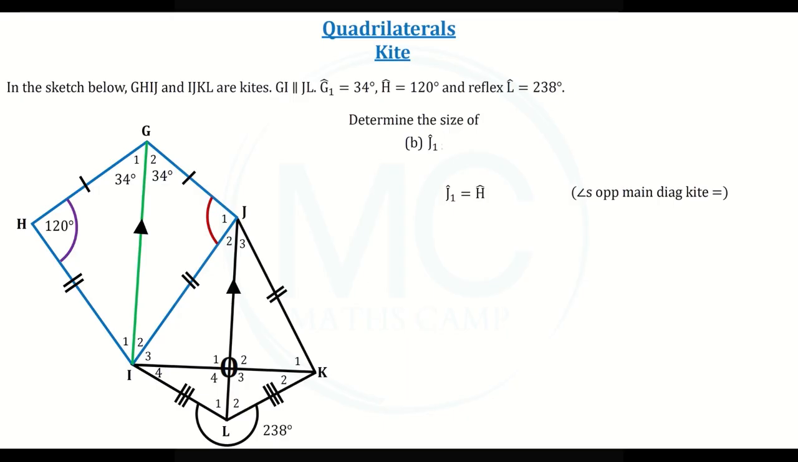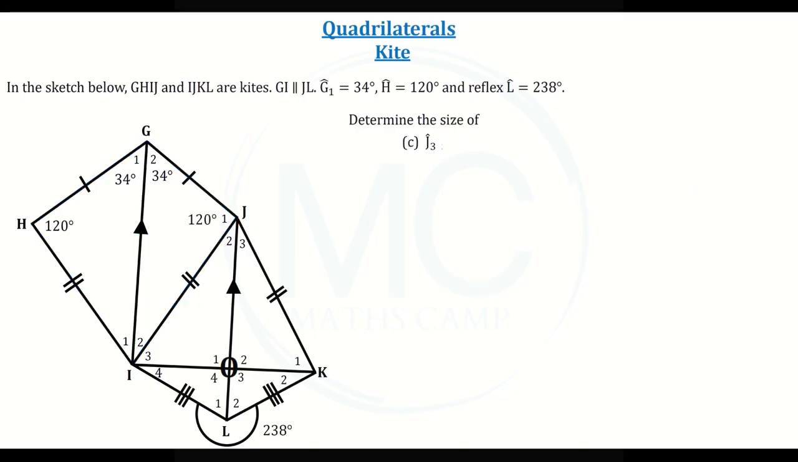We know that angle H is 120 degrees. So let's make a note of it over here. So we can say H is equal to 120 degrees because this has been given to us in the diagram. So we can see that angle J1 must also be equal to 120 degrees.